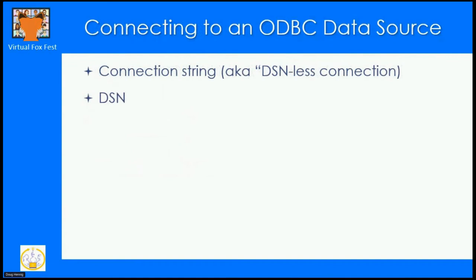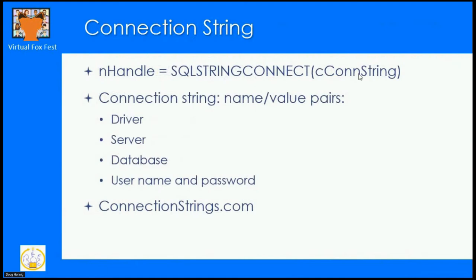So how do you connect to an ODBC data source? There are two ways. You can either use a connection string, which is sometimes called a DSNless connection, or you can use a DSN, which stands for data source name. So with a connection string, you'll use this function, SQLSTRINGCONNECT. You pass the connection string, it returns a numeric value, a handle to that connection. You need to keep track of this handle because you'll be using it in subsequent calls to the remote database.